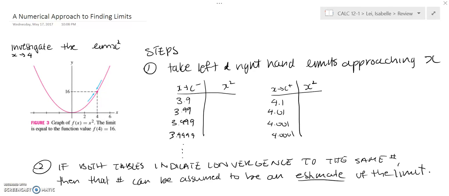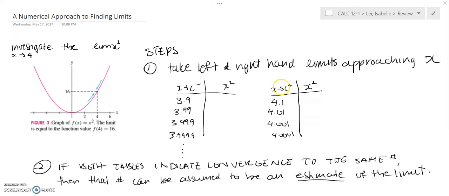In this video, I will be introducing the numerical approach to finding limits. To numerically analyze a limit, we must take the left and right-hand limits approaching x. When we take the left-hand side limit, we write it as x approaches c with a negative superscript, and when we want to demonstrate the right-hand limit, we write it as x approaching c with a plus as a superscript.